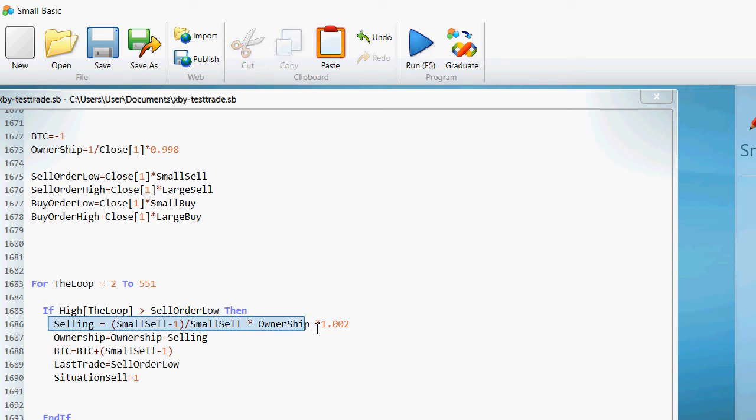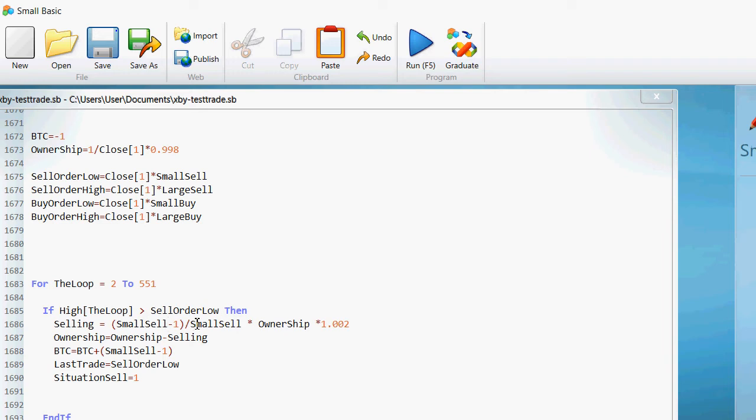Actually, I'm not even using selling in here. This was something, and this is odd because I remember when I was first writing the program, it wasn't working at first. So ownership is equal to ownership minus selling. Actually, I do use it. Okay.